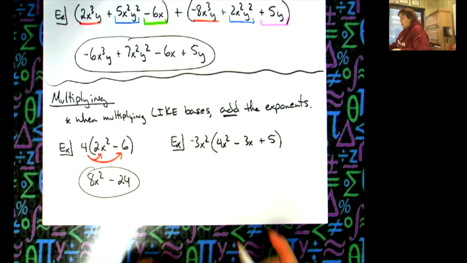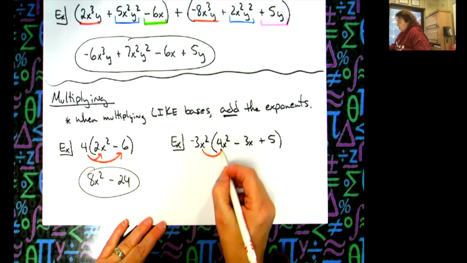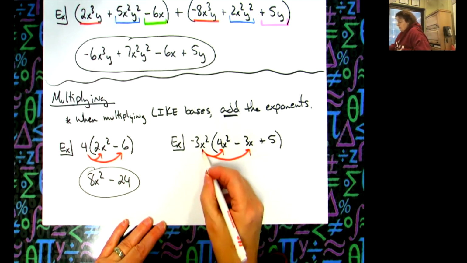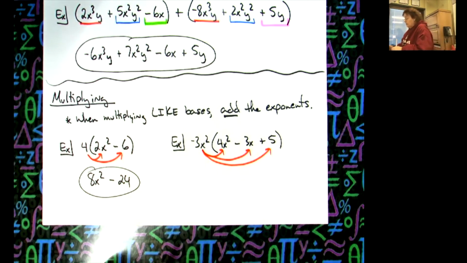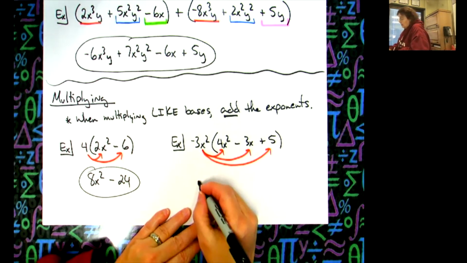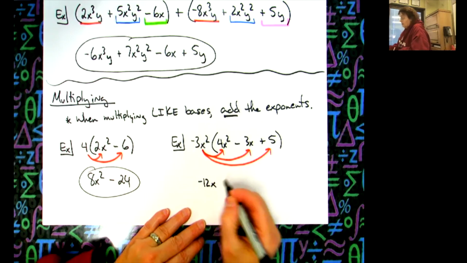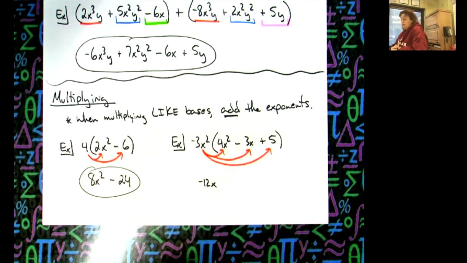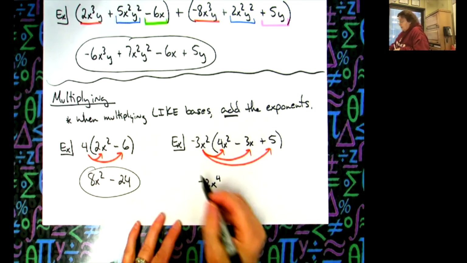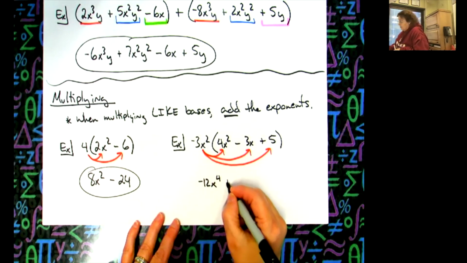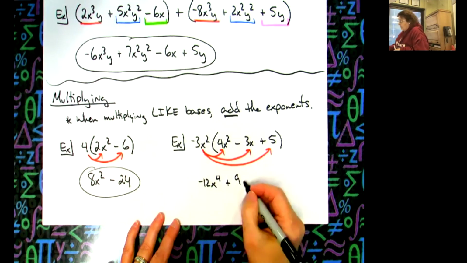Okay, so we're going to go ahead and distribute more than one time. I'm going to take that negative 3x squared and distribute to everything that's on that inside there. Okay, so negative 12x. Now, this is where I'm going to implement this rule. When multiplying like bases, I've got to add those exponents. So 2 plus 2 is going to give me a 4 there. All right, negative times negative there is going to give me a positive 9x.